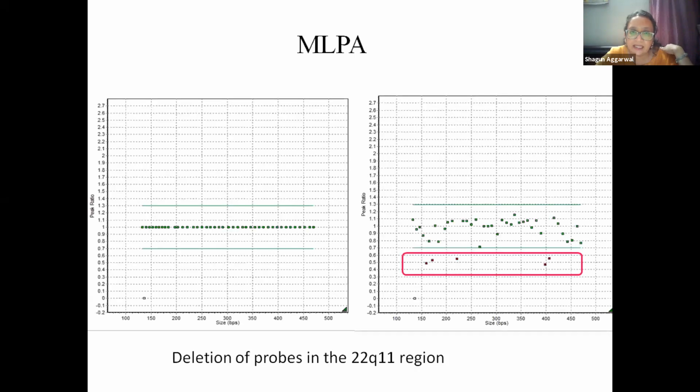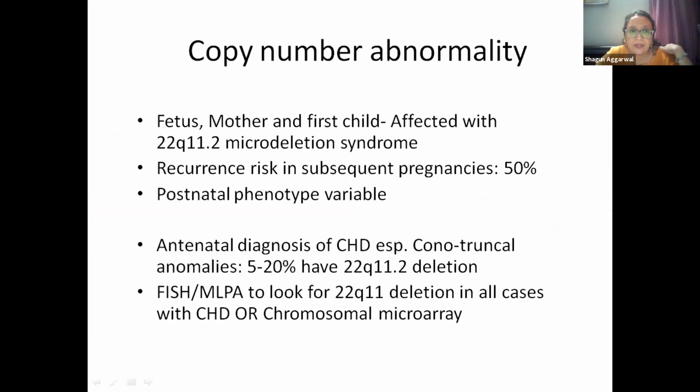So that's why in this case we did an MLPA. MLPA is another test, just like FISH, a molecular cytogenetic test. So this can also detect the various microdeletion syndromes. This indeed showed that this fetus was affected with DiGeorge syndrome. And in fact, when we went back and checked the whole family, because DiGeorge can have a very variable expressivity, so we should always check the family members. We found that in fact the mother, who was completely asymptomatic and healthy, also had this microdeletion.